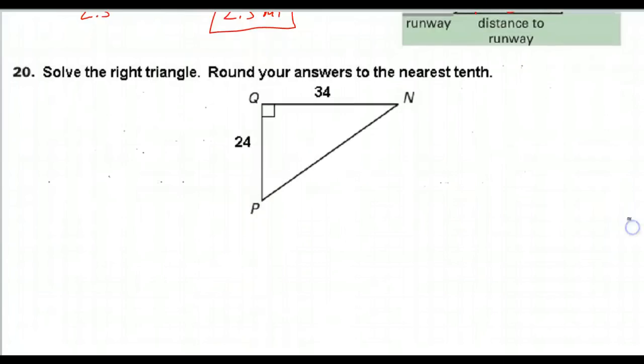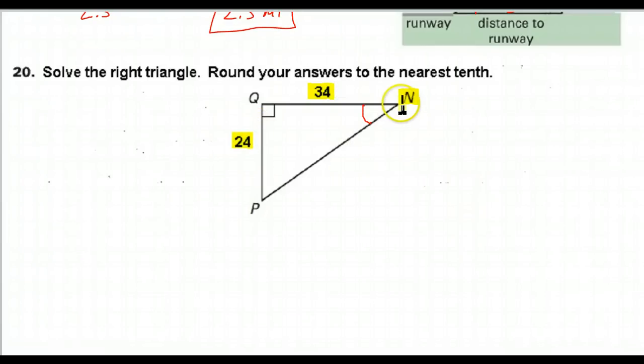Number 20, solve the right triangle. Round your answer to the nearest tenth. That's one decimal place. Solving the right triangle means finding all unknown sides and angles. Let's start with the angles. Say if I want to find angle N.